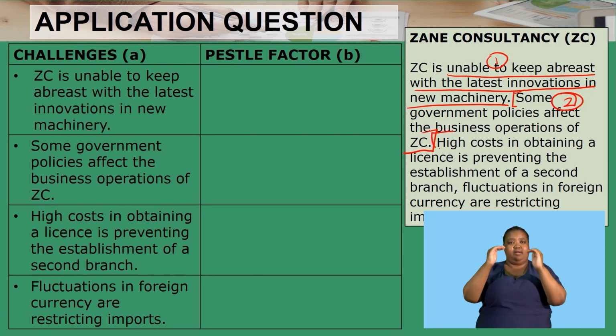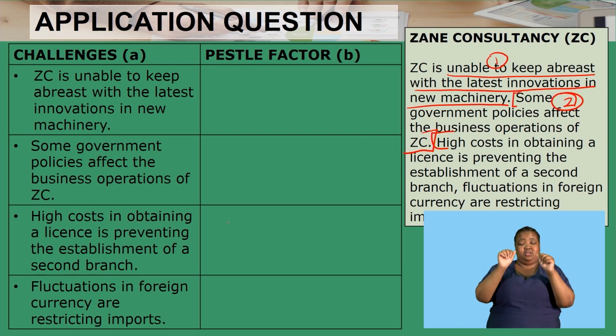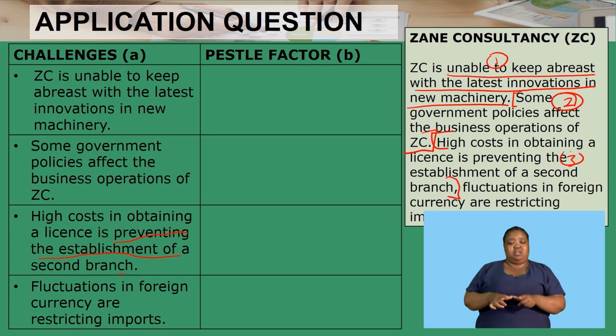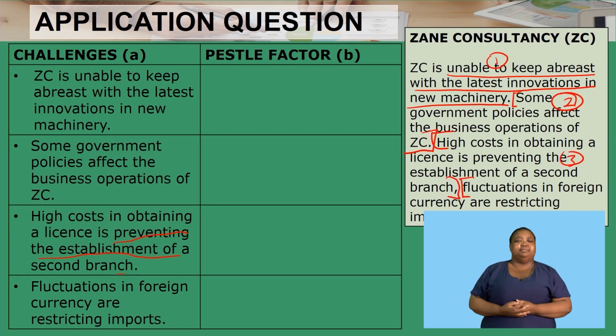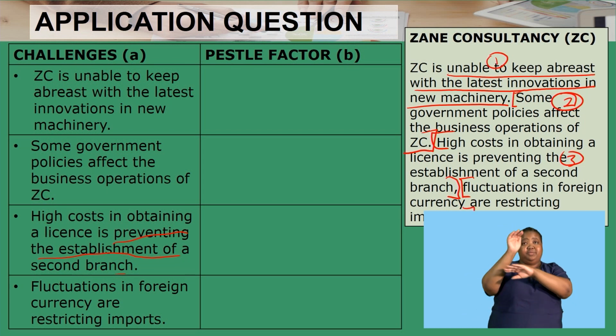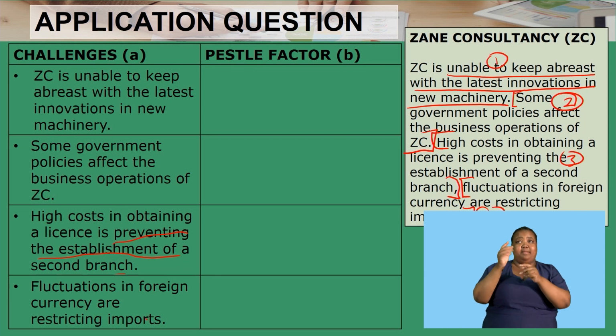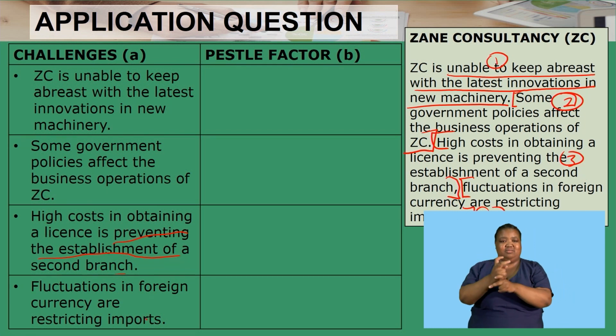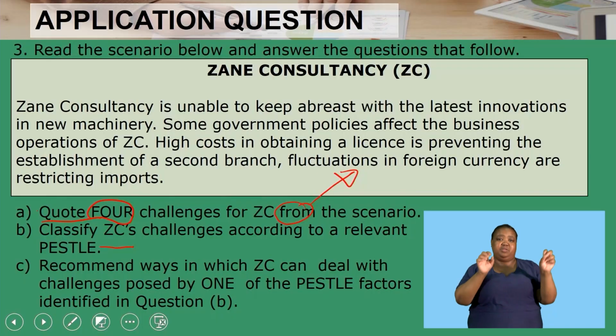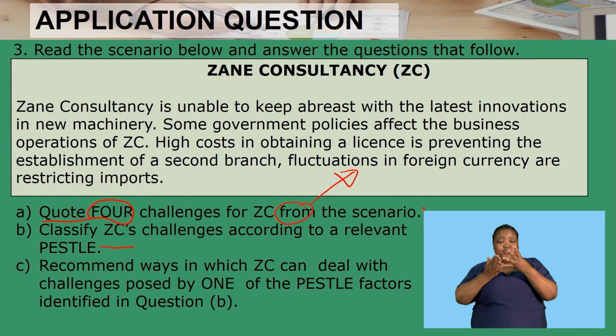High costs in obtaining a license is preventing the establishment of a second branch. So this is the third one. Right, the last one, fluctuations in foreign currencies are restricting the imports. This is the fourth one. I hope you can see these challenges were taken word for word from the scenario. Nothing was taken out, nothing was added. As is, don't change anything. So this was the first question, which says quote the challenges or quote 4 challenges. So that has been done.